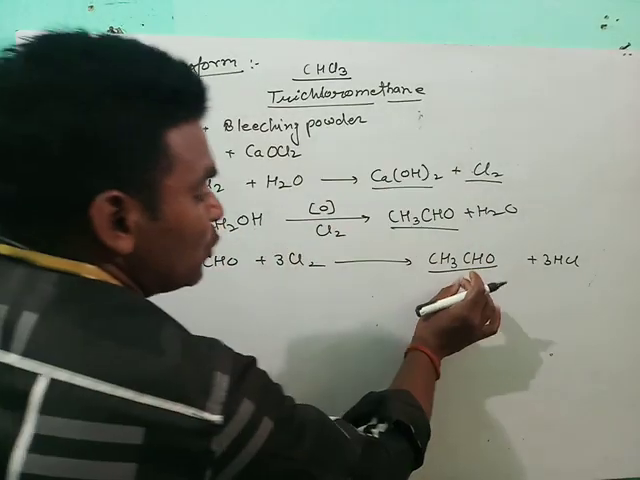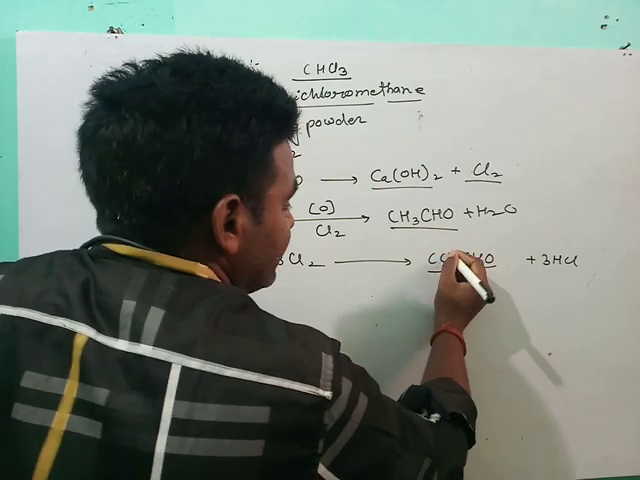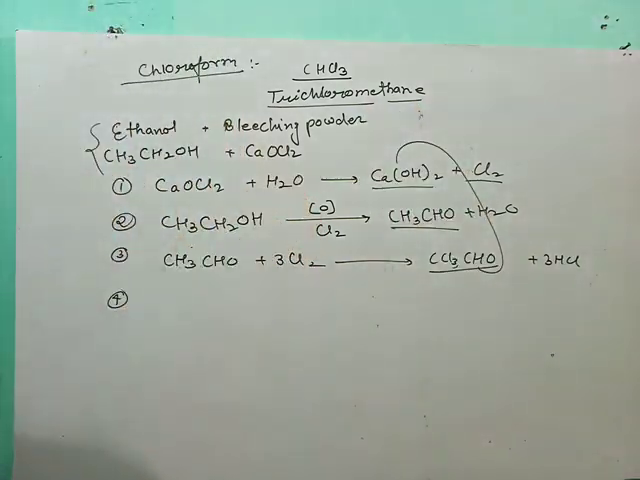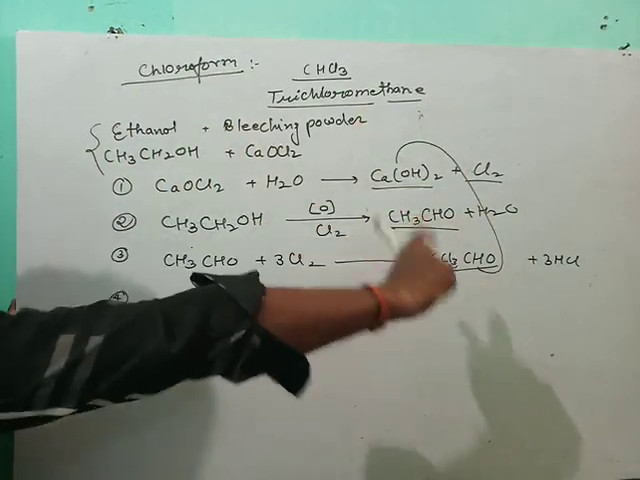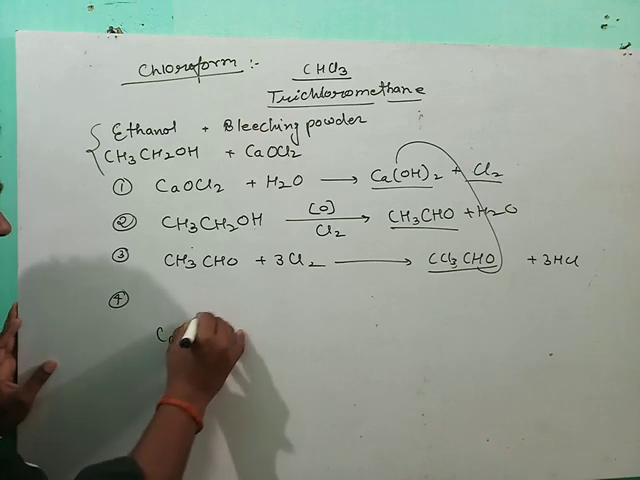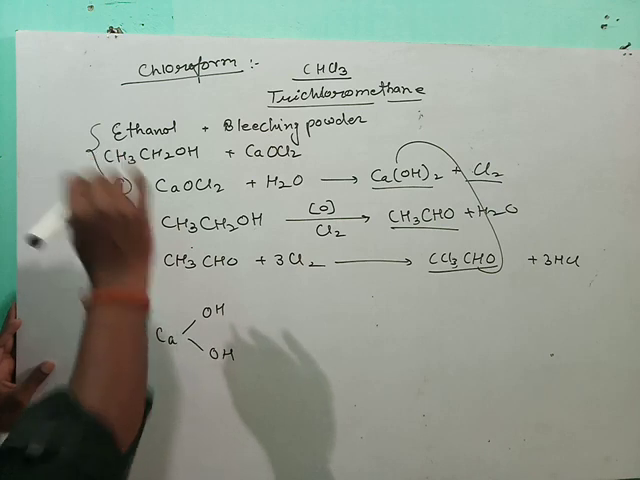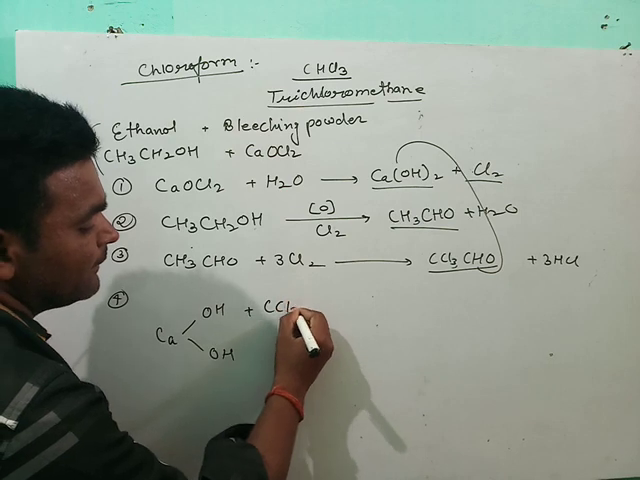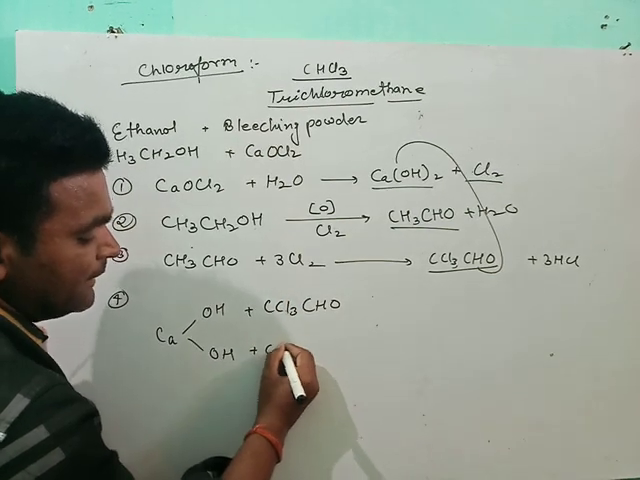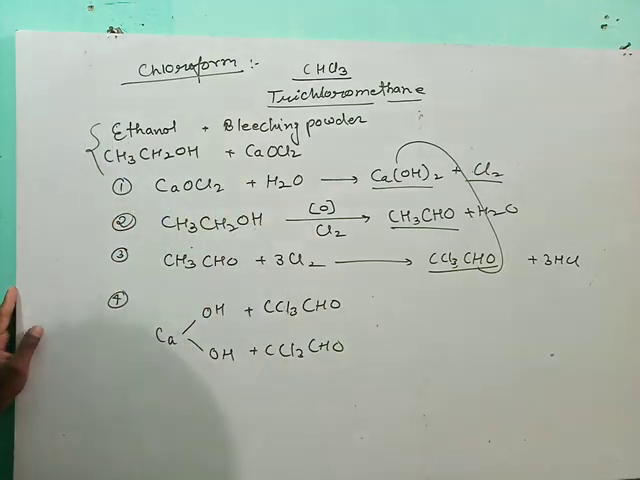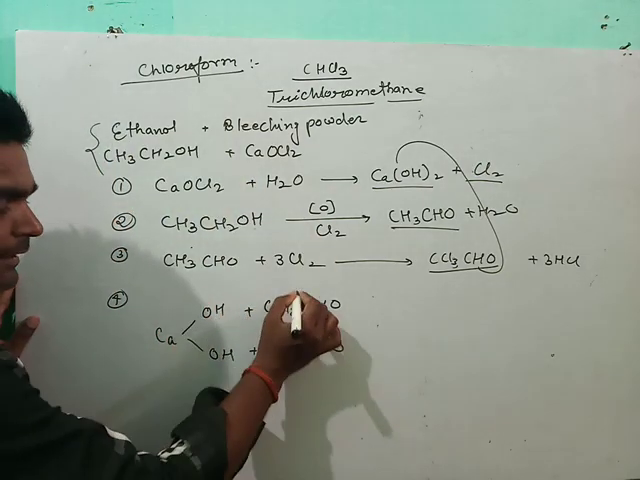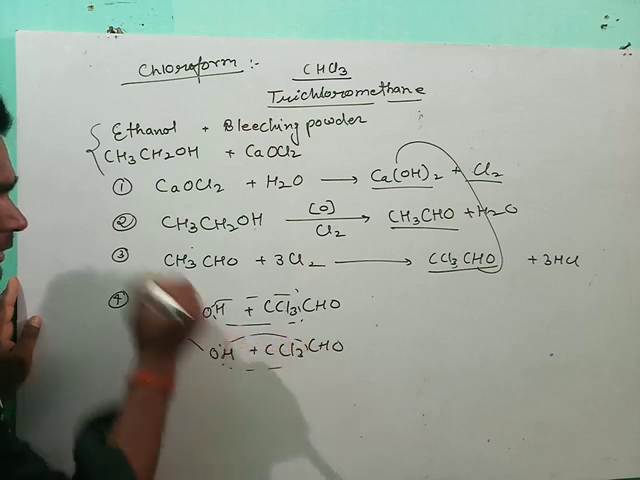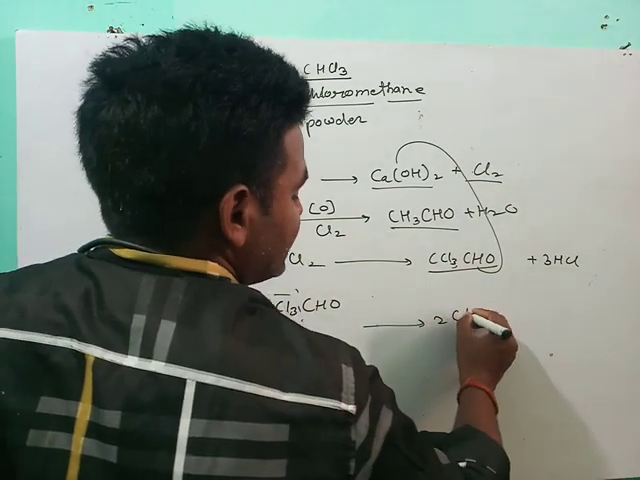And the last step of the reaction is the reaction of chloral, CCl3CHO, with calcium hydroxide, Ca(OH)2. Two molecules of chloral CCl3CHO react together, and here Cl3 and H, and here Cl3 and H, means two molecules of CHCl3 are formed.